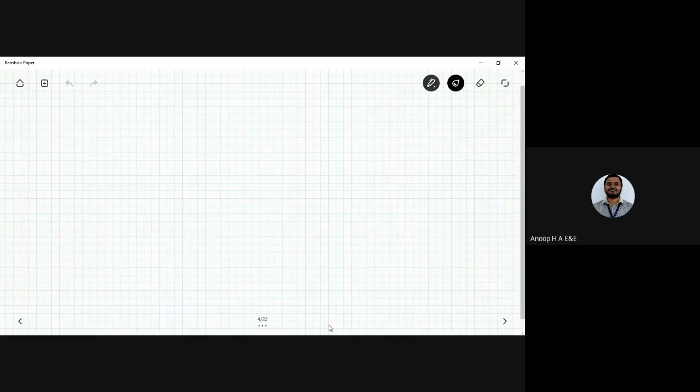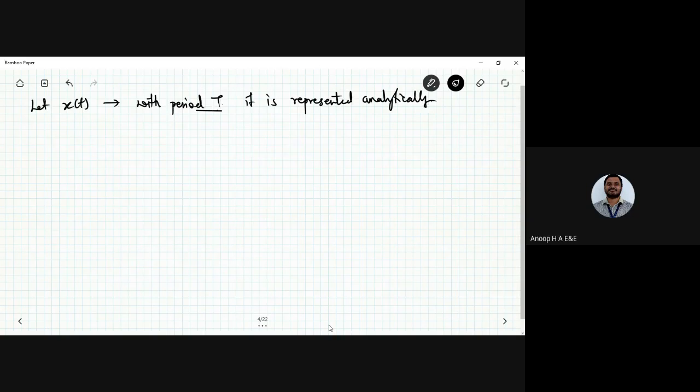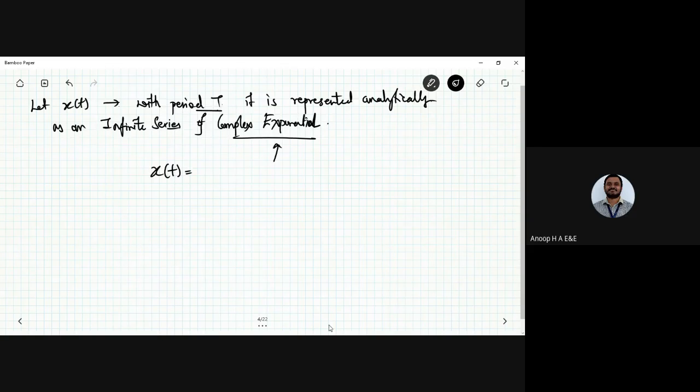As I already told you, let x of t be the continuous time signal with period T, which is periodic in nature. It is represented analytically as an infinite series of complex exponentials. This x of t can be represented as the sum over k equals minus infinity to plus infinity of x of k e power j k omega naught t. This is equation number 1.